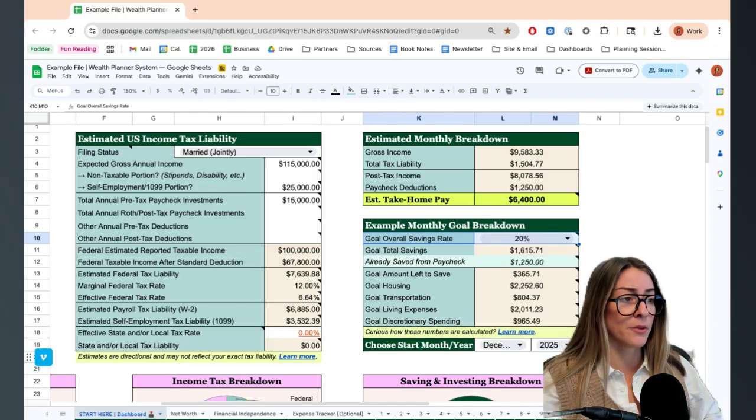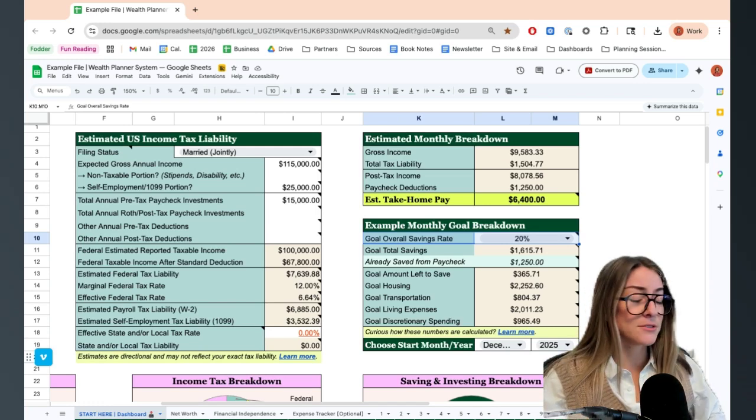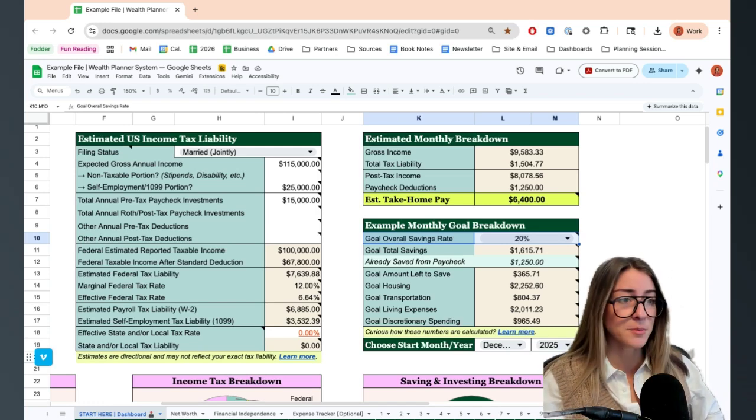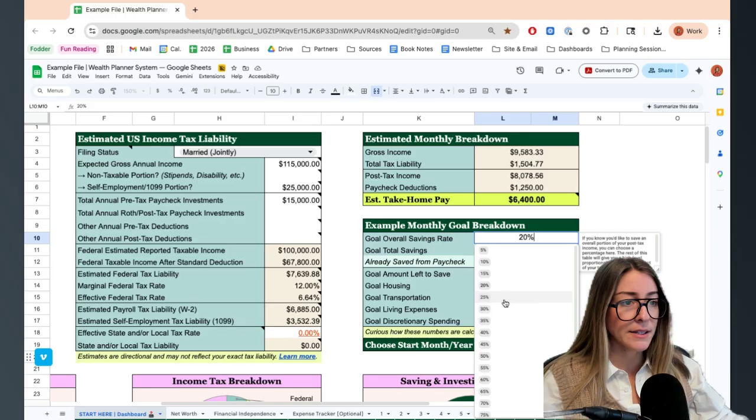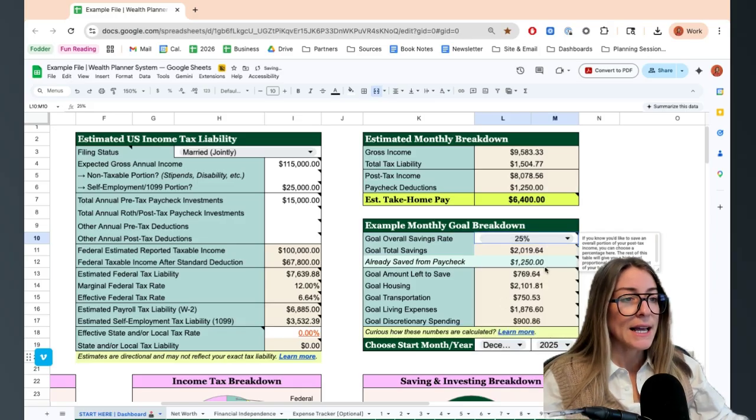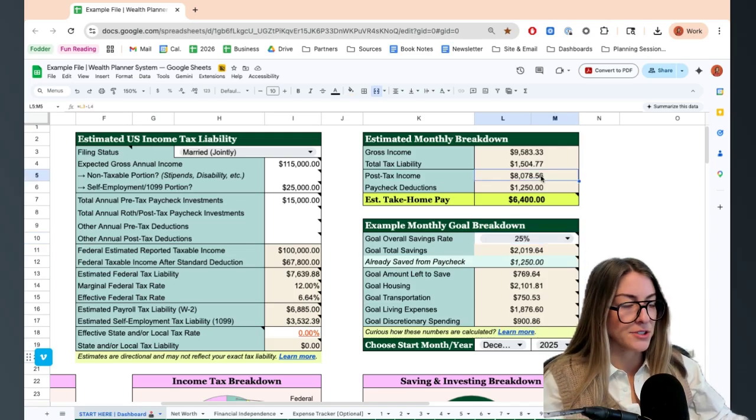Although I have met people that I don't know how they do it, just Herculean levels of discipline. They save 15, 20% on below median incomes. It's extremely, extremely impressive. But when you click into here and you set your goal savings rate, it is going to change what comes up down here. So 25%, it's actually also looking at your post-tax income. I should say that. That's important.